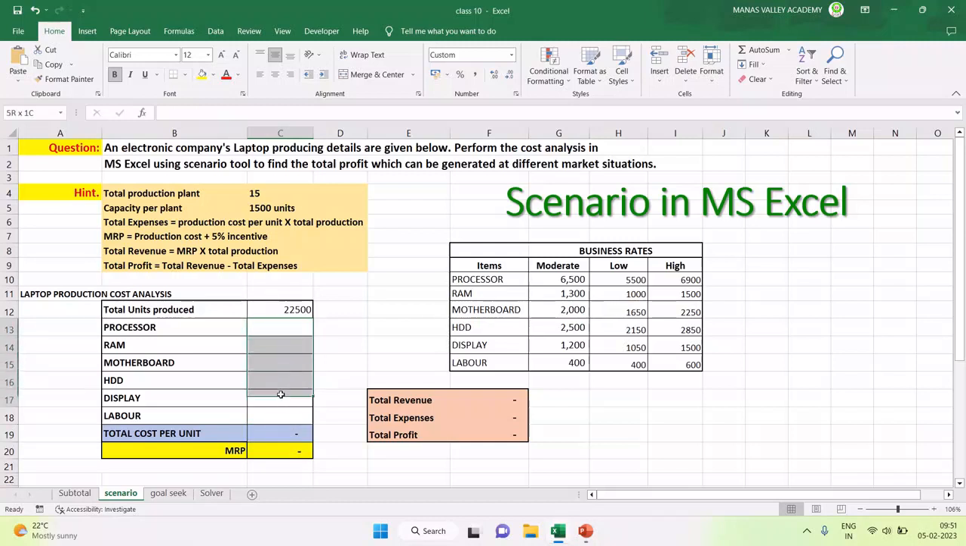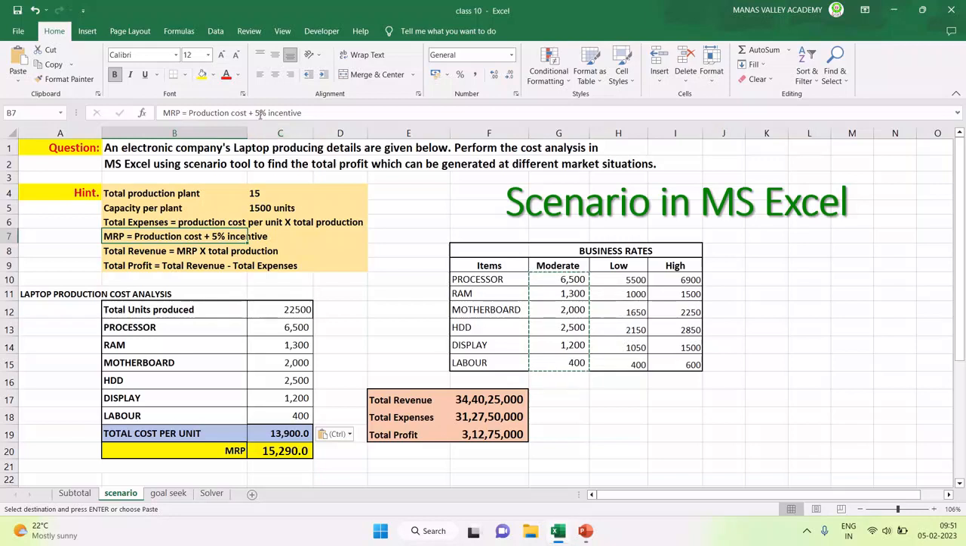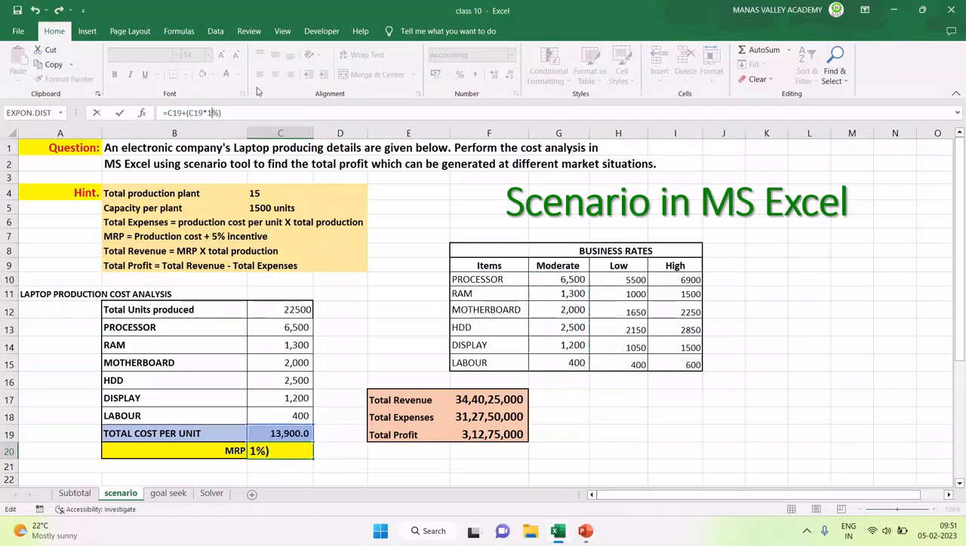Since we have not given any values here, it is showing blank. Suppose I display the moderate values here, then you will find the total cost is automatically displayed, and the MRP also comes, adding 10% profit. Sorry, here I have given 10%, but the condition given was 5%. So I'll make some changes in the formula here, make it 5%.